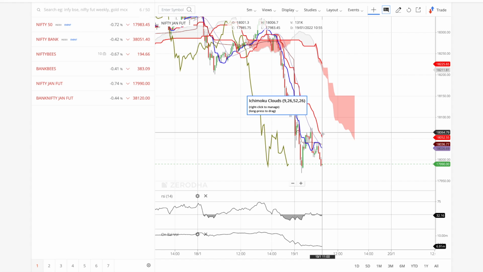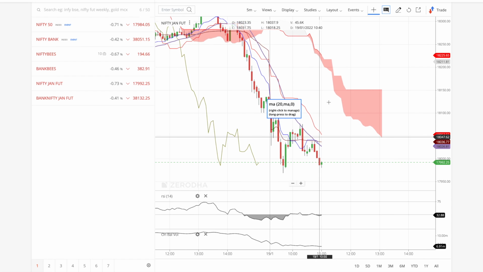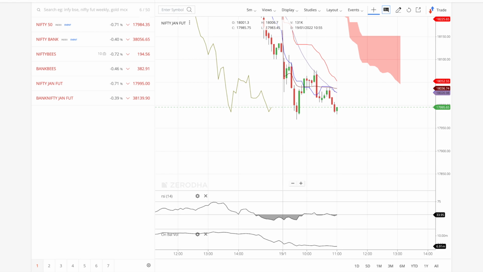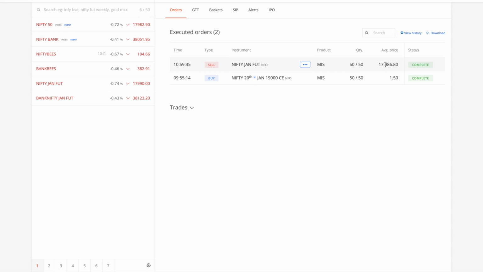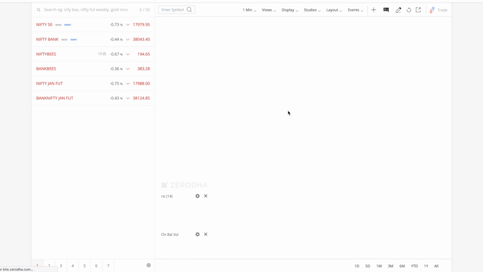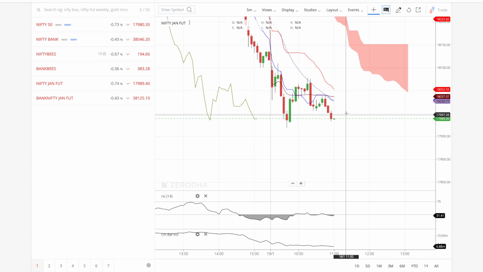Third thing is that the Tenkan and Kijun both are now sloping downwards. So I have entered a short trade. I actually placed a market order. It got filled at 17,986. I placed it at 17,995, I think, but anyway, at least the order was somewhere here, but it got filled all the way here.